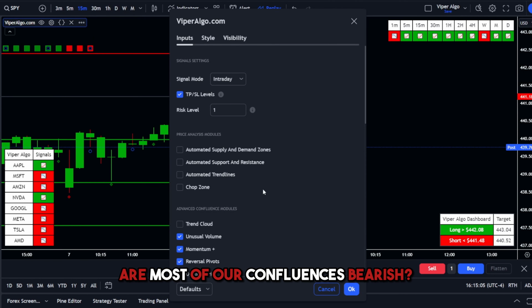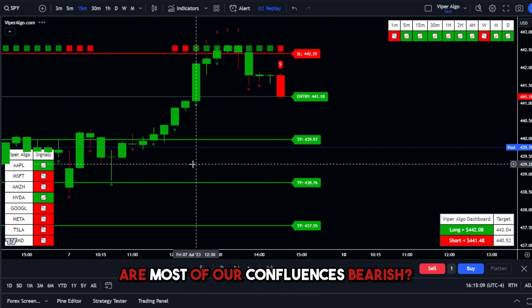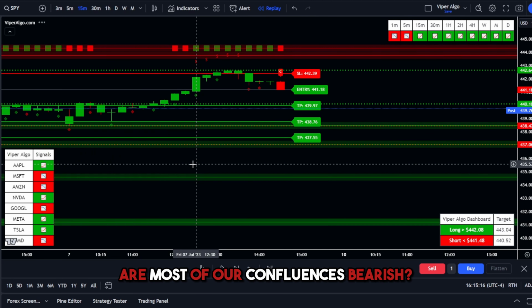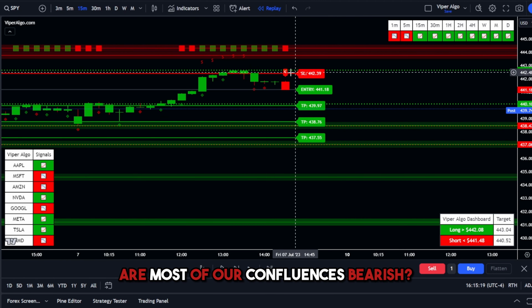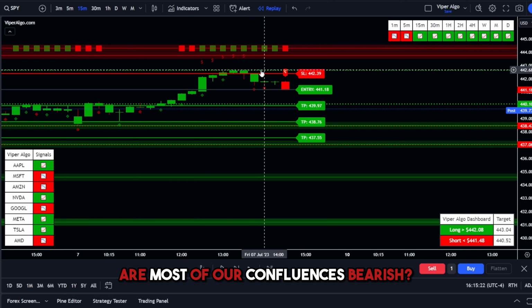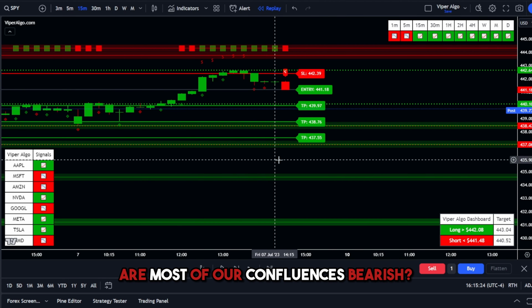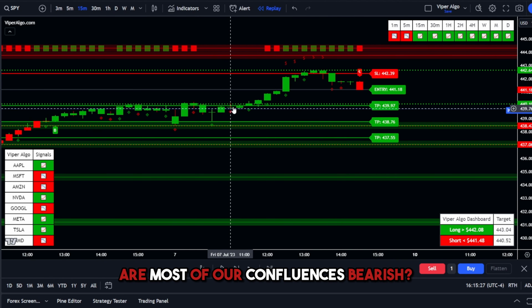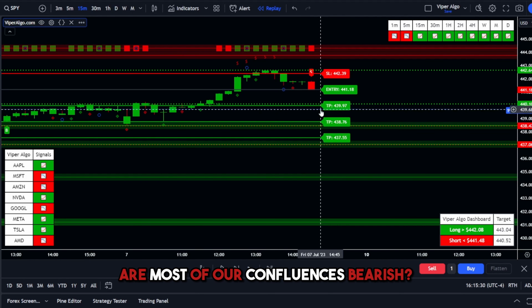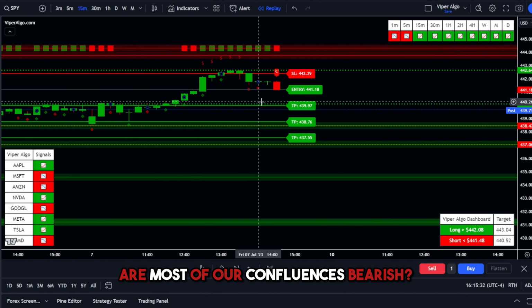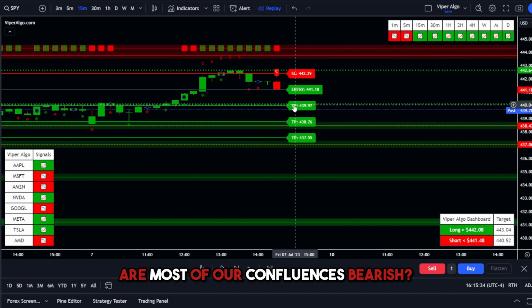We can also use the Viper automatic support and resistance and supply and demand zones and see where those are at. Just have to wait a while for it to load. So right here we have a resistance level up here and a support level down here. So what this is telling me is basically I wouldn't be too worried, just because these support levels are basically our TPs.